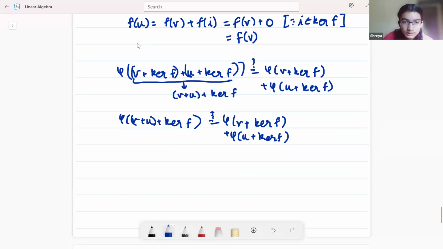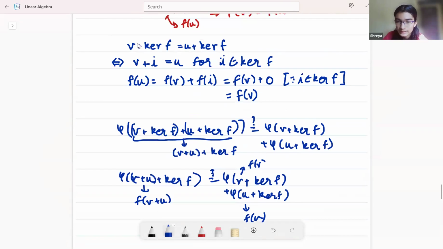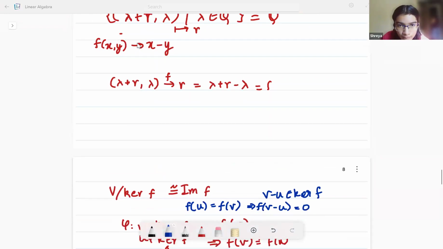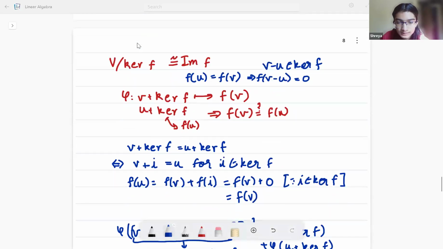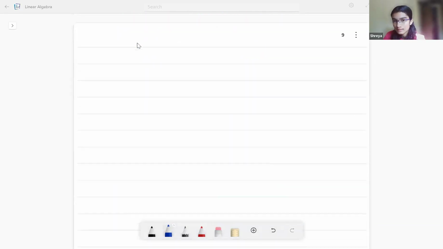By definition, phi of v plus u plus kernel of f is equal to f of v plus u, and this is equal to f of v plus f of u. Now we know that f itself is a homomorphism and additive, so we're done. I'm running out of time, so I'll not do the scalar multiplication part right now. You can try that later. We'll just move on to the dimension of a vector space.